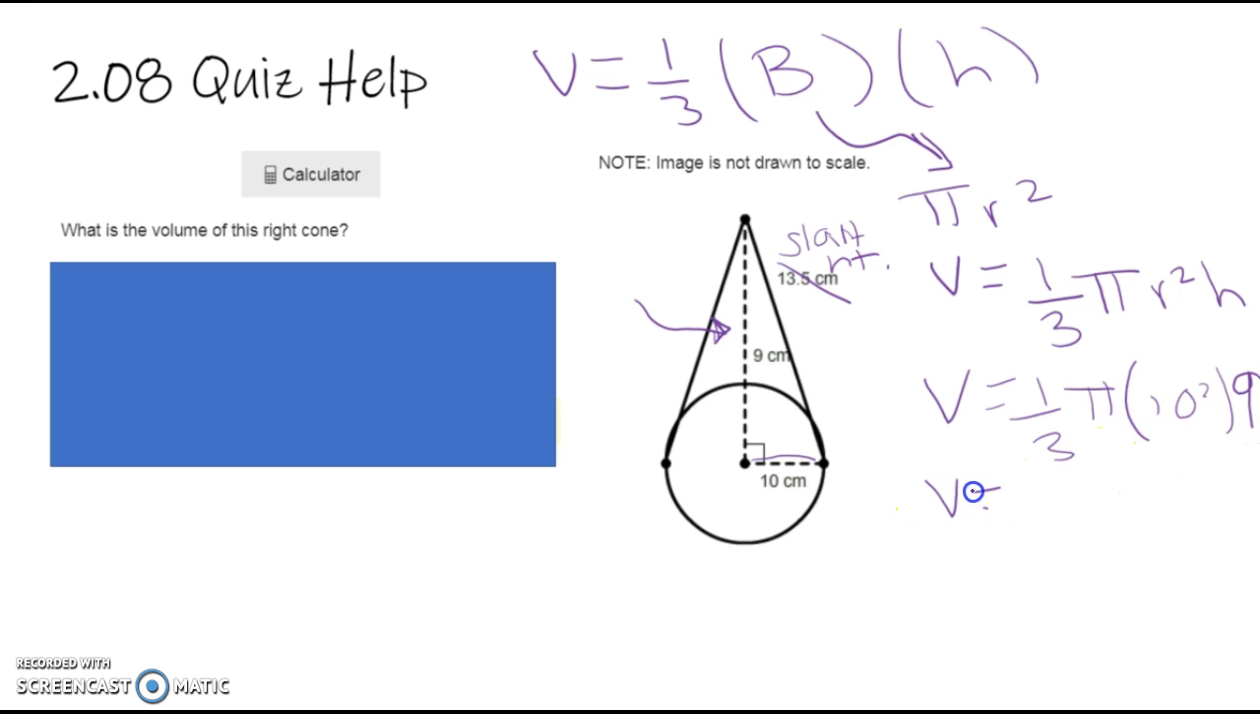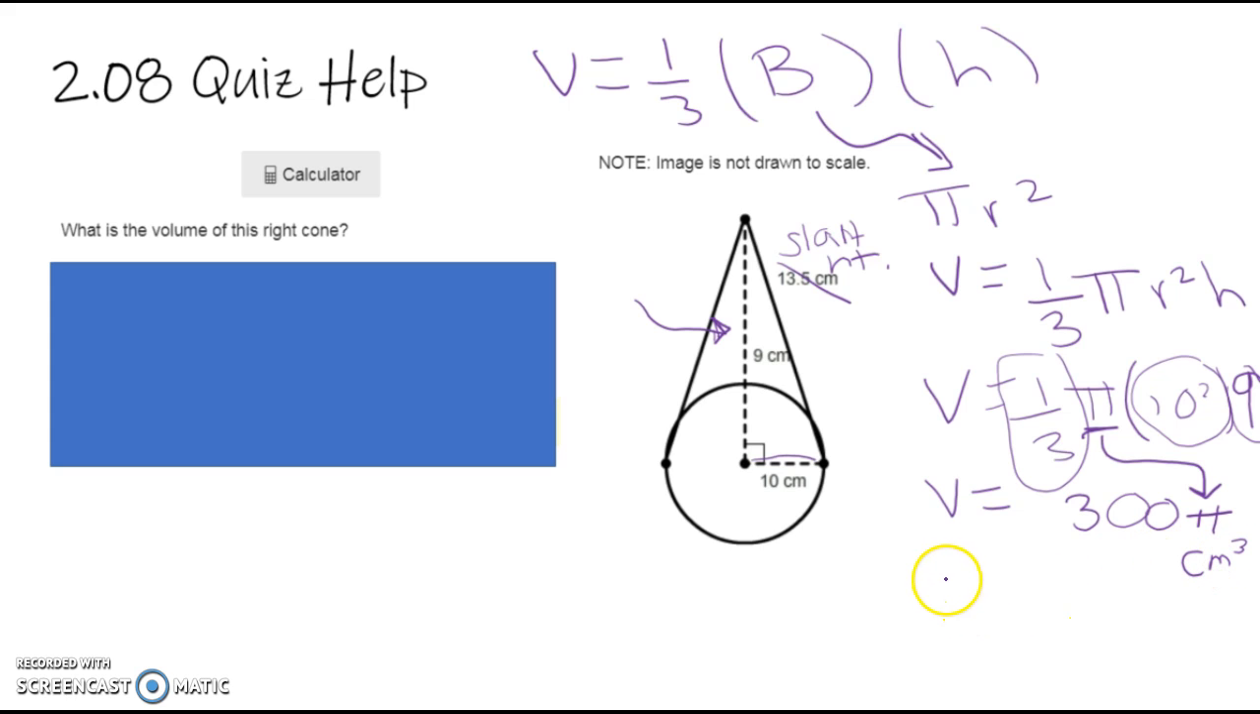So now, again, plug this into your calculator. And let's leave this one in terms of pi. I can't remember what the directions said to do. But when we say leave it in terms of pi, I mean just tack on the pi at the end. You don't do anything with it. And you just simplify the numbers. So 1/3 times 10 squared times 9. And you should get 300 pi. And it was centimeters, so centimeters cubed.